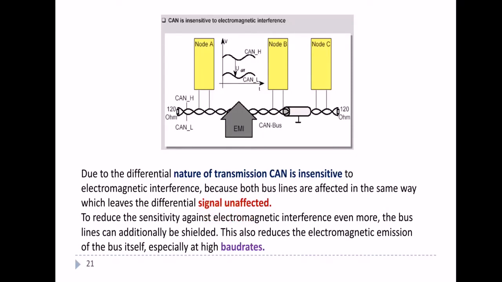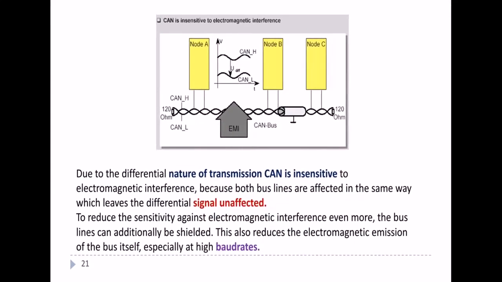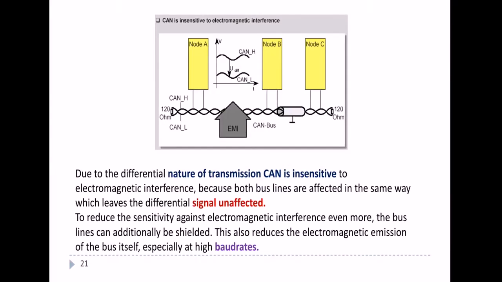To reduce the sensitivity against EMI even more, the bus lines can additionally be shielded. So to avoid this, we can shield it. That's why CAN comes as a shielded pair. This is one of the interview questions that can be asked: why does CAN have to be a shielded pair? The reason behind the shielding is that it reduces sensitivity to electromagnetic interference. It also reduces the electromagnetic emission of the bus itself, especially at high baud rates.